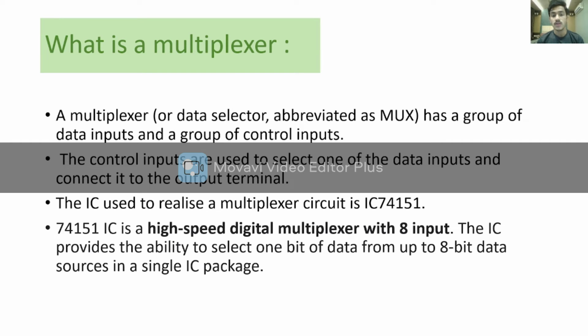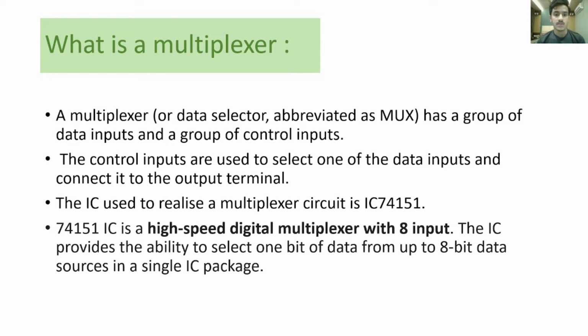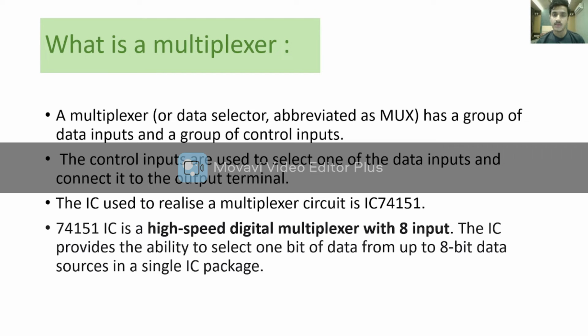The IC used to realize a multiplexer circuit is IC 74151. The 74151 is a high-speed digital multiplexer with 8 inputs. The IC provides the ability to select one bit of data from up to 8 bits of data in a single IC package. We have seen the IC 74151 in our laboratory. We used it to realize the 8:1 mux.